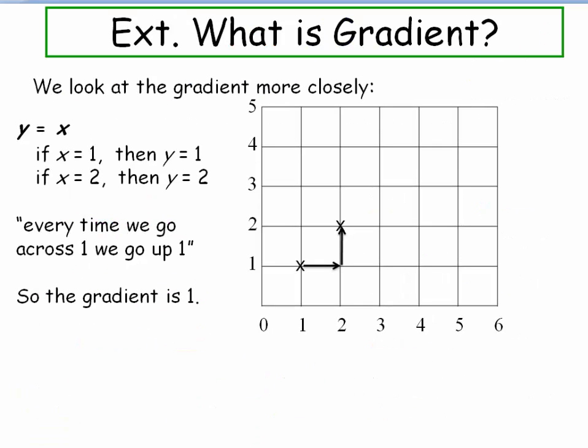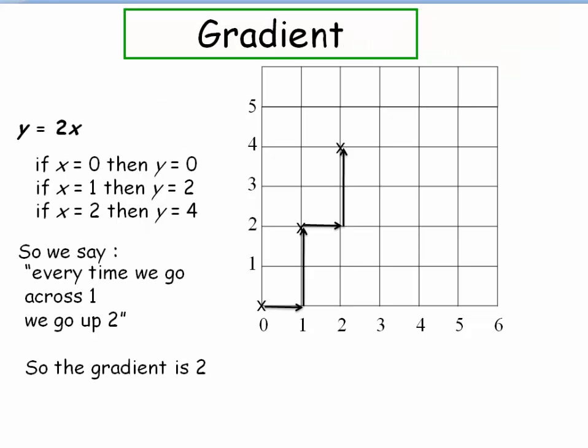The gradient is usually defined as the rise over the run. So if we have a gradient here, y equals 2x, we go up 2 and across 1, then up 2 and across 1. Then if we draw a line through our x's, that gives us a line with a gradient of 2.